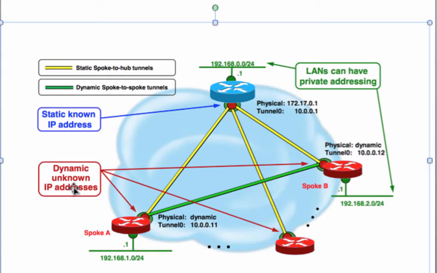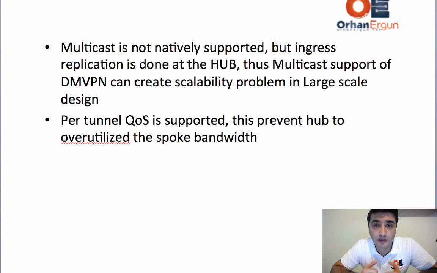This message will be sent from the spoke to the hub and the tunnel will come up again. Multicast is not natively supported with DMVPN. Okay, so there is an ingress replication. Still, multicast traffic can be sent from the hub to the spoke, for example, but there will be replication on the hub. What's the problem with the ingress replication and native support?